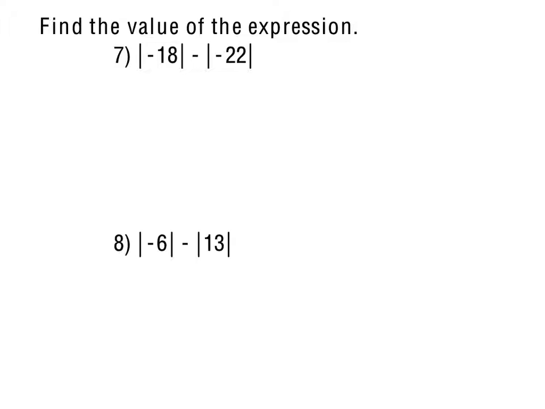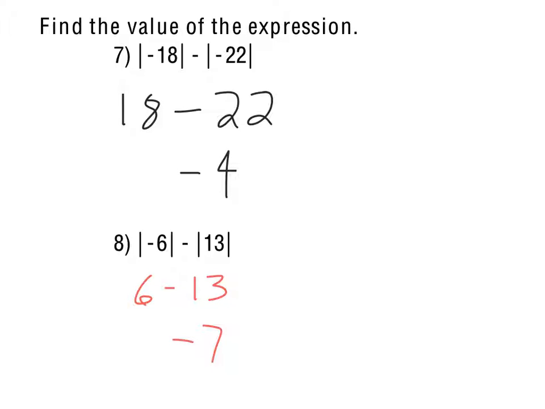For 7 and 8, we're looking at some absolute value expressions. So the absolute value of -18 would be 18. And then minus the absolute value of -22, which would be 22. So 18 minus 22, and that's going to turn out to be -4. Same kind of thing with number 8. Absolute value of -6 would be 6, minus the absolute value of 13, which is just 13. So 6 minus 13, and that would end up being -7.